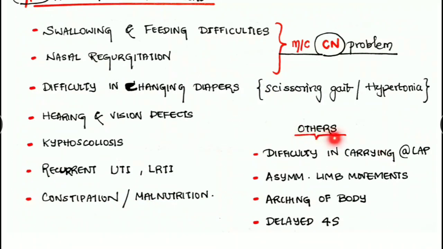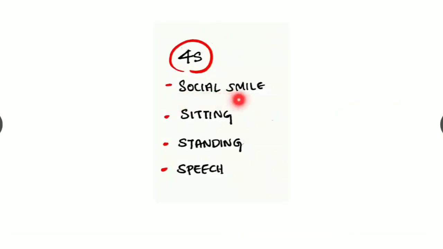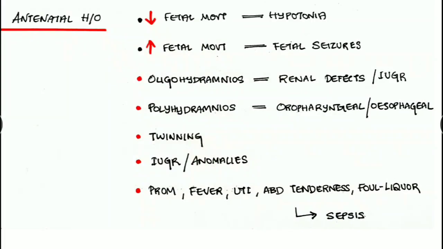Which are the other problems? Difficulty in carrying the child on the lap due to hyper or even hypotonia. Asymmetrical limb movements, arching of the body due to hypertonia, and there can be delayed 4 S's. These are social smile, sitting, standing, and speech.